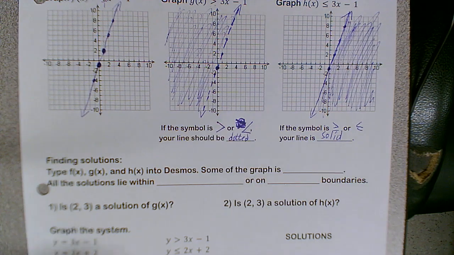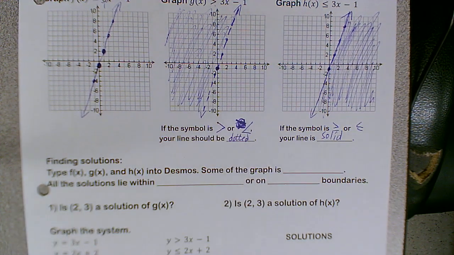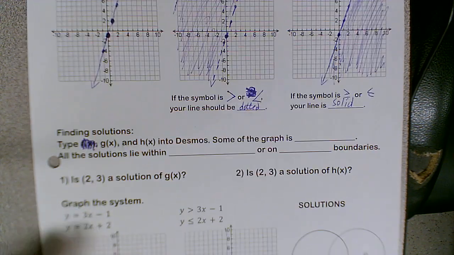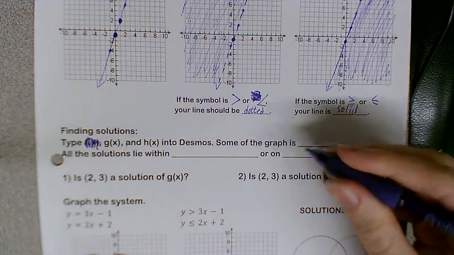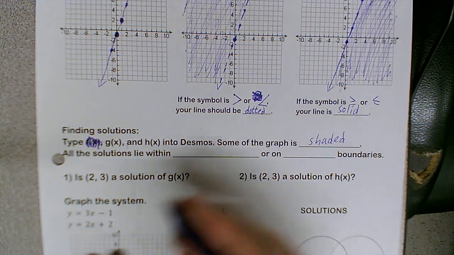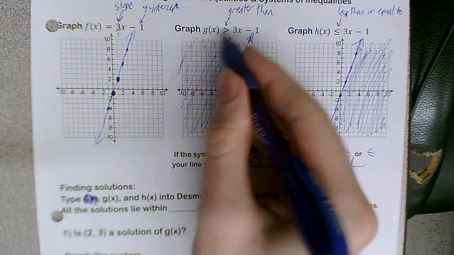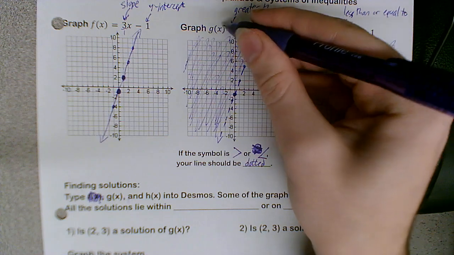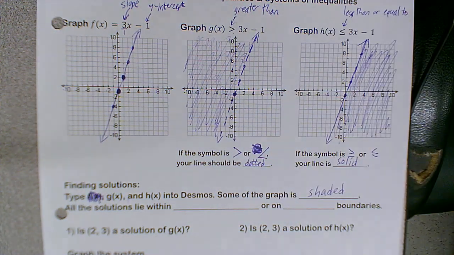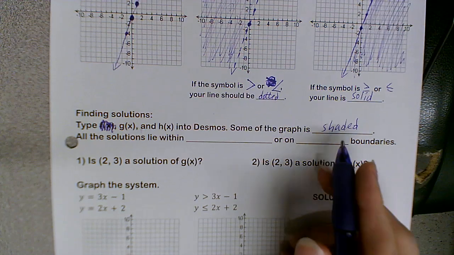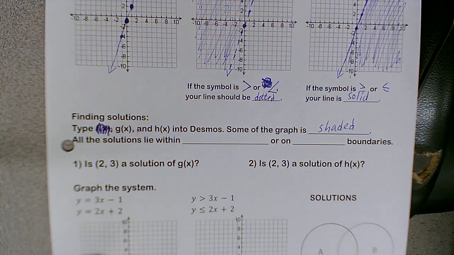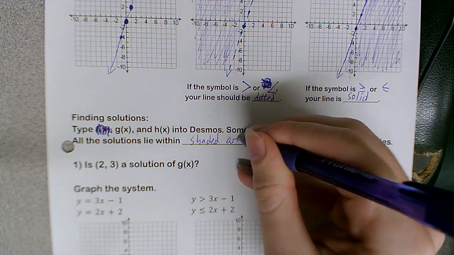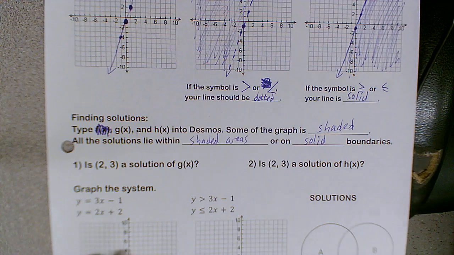So this next part is a little bit misleading. You can type f of x, g of x, and h of x into Desmos, but for this one, you don't really want to type in f of x. If you type g of x and h of x in, though, you'll see that some of the graph is shaded. And feel free to do that. Now keep in mind, you're actually going to have to replace g of x with y. So instead of g of x is greater than 3x minus 1, you would have to type in y is greater than 3x minus 1 in order for it to show up. But you'll notice that some of the graph is shaded if you do this. All solutions lie within shaded areas or on solid boundaries or solid lines.